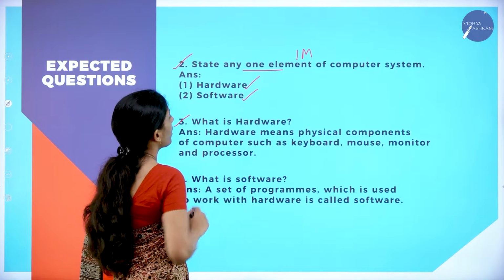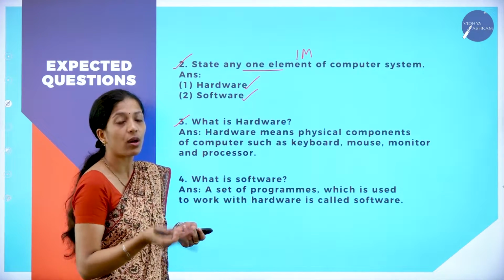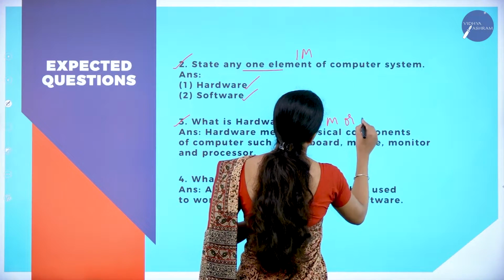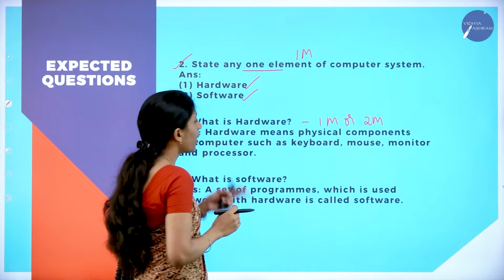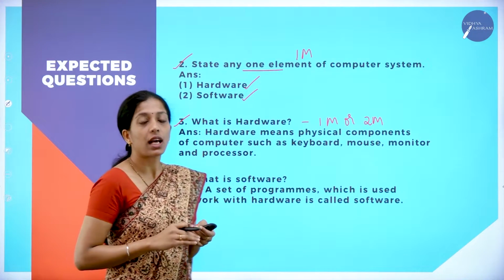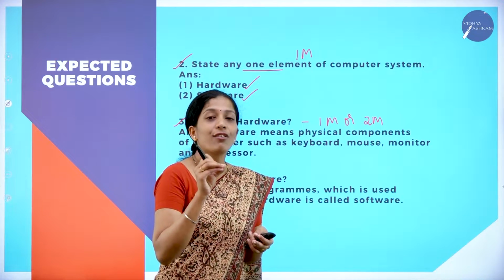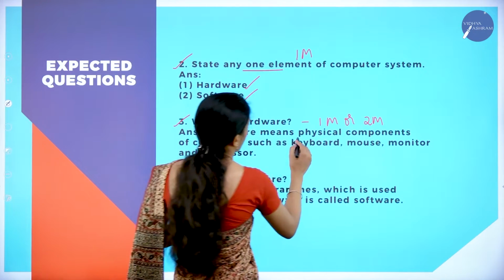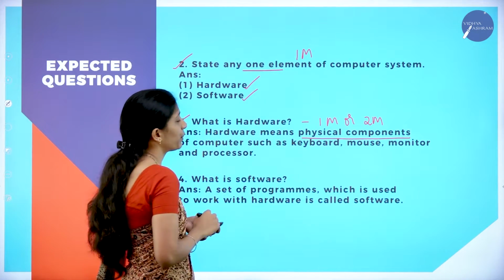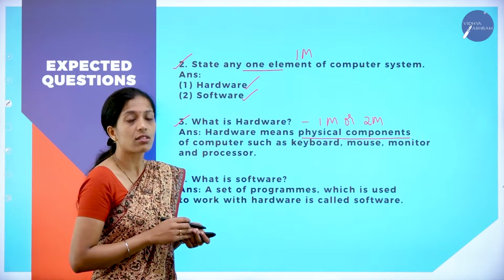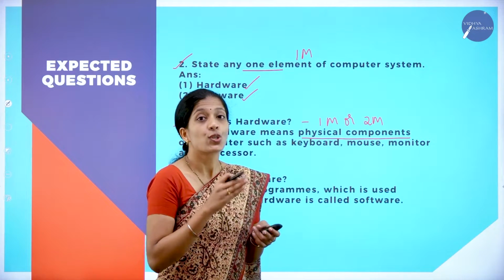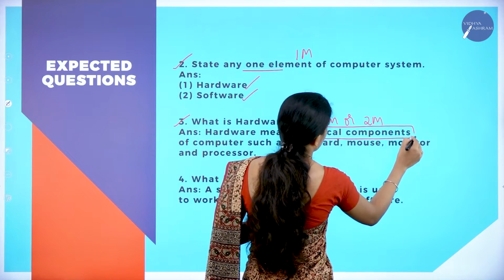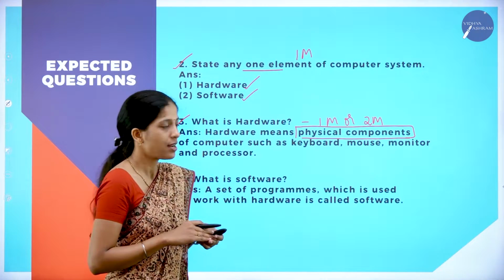Next question, what is hardware? They might ask for 1 or 2 marks. This question they might ask for 1 mark or for 2 marks. So what is this hardware? When you listen to the word hardware, you have to remember which has the physical component. They are termed as what? Hardware. So hardware means what? Physical components of computer such as keyboard, mouse, monitor and processors. So these are what? Hardware. Just remember the word which is the physical component of computer system.